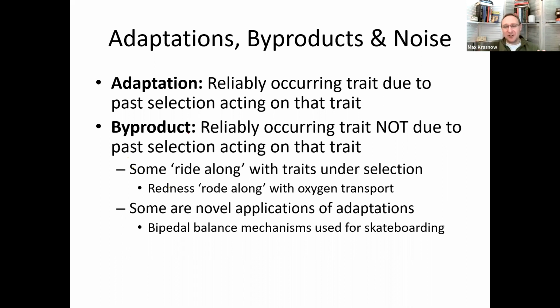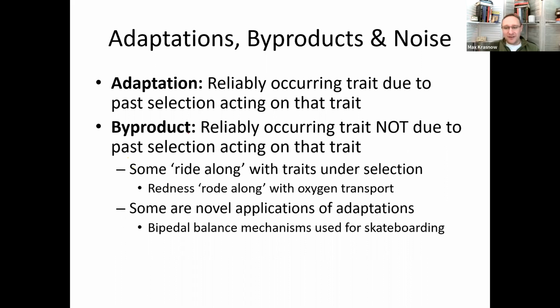But this trait is clearly a byproduct because skateboards were not part of that ancestral past where that selection was happening. None of us have the genes we do because our ancestors skateboarded better or worse, right? Therefore, that trait, ability to skateboard, can't be an adaptation.